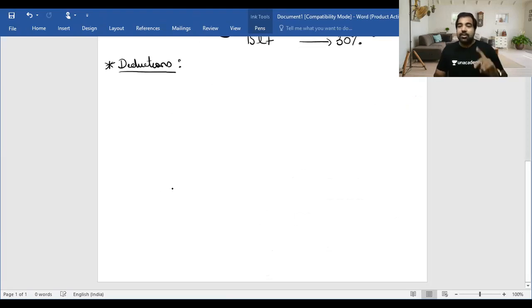Guys, while we discuss deductions, let me tell you, there is no change in the income. So whatever incomes you're taking, for example, you've given a house on rent, you earn some salary, you have PGBP, you have a capital gain, you have IFOS, there is no change in the income, only deductions.